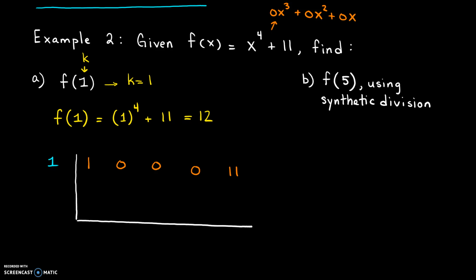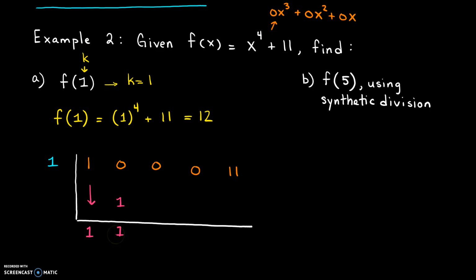Now let's go ahead and perform our synthetic division. Again, I'll take this step by step. Just remember that the first step is to drop down the 1, so we're going to drop down 1, and then we multiply. 1 times 1 is just 1, and then we add 0 plus 1, well that's just 1. And again, we keep multiplying.